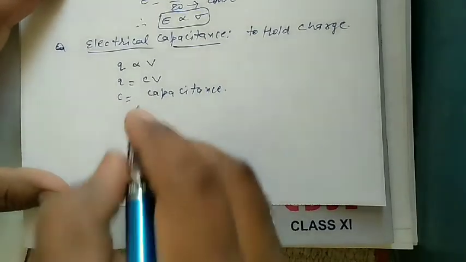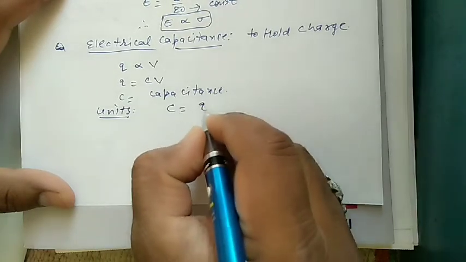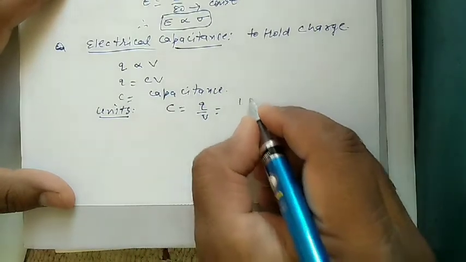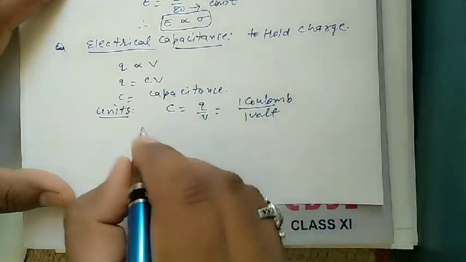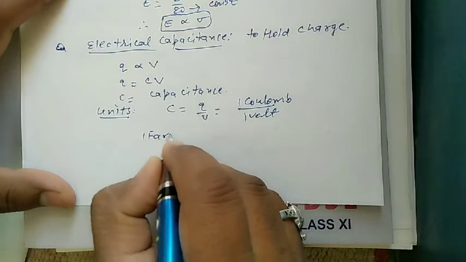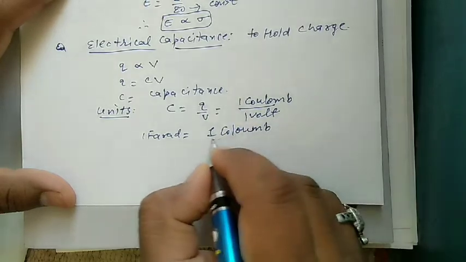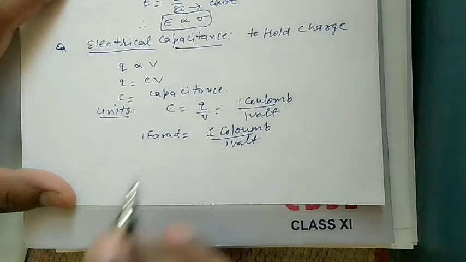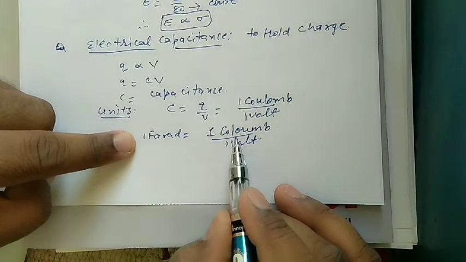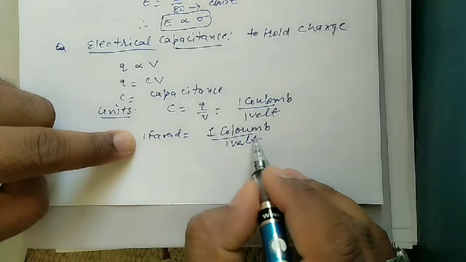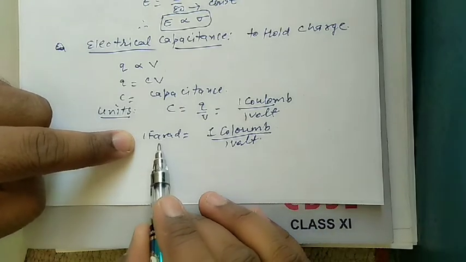Units of capacitance: C equals Q upon V. Q is charge, in coulomb, V is volt. Therefore capacitance will be 1 farad equal to 1 coulomb upon 1 volt. Now we can define farad as, if the charge of 1 coulomb flows when the potential difference applied is 1 volt, then capacitance will be 1 farad.